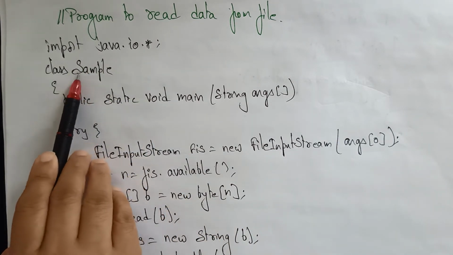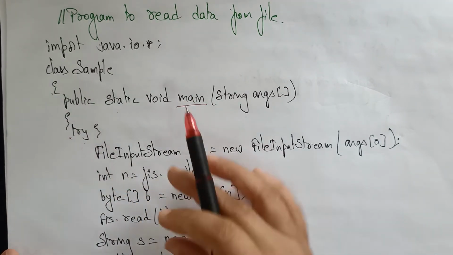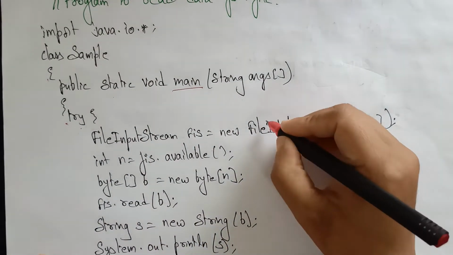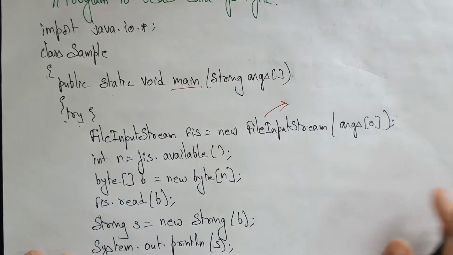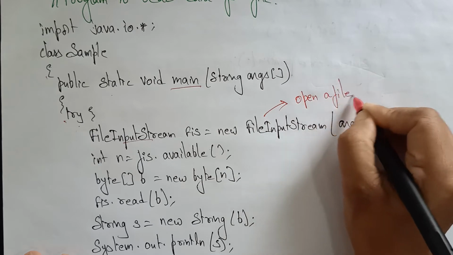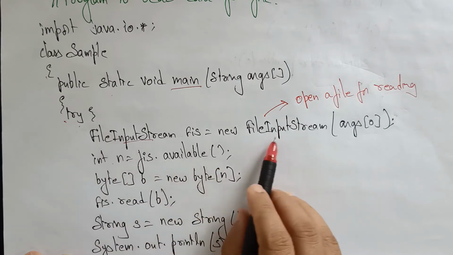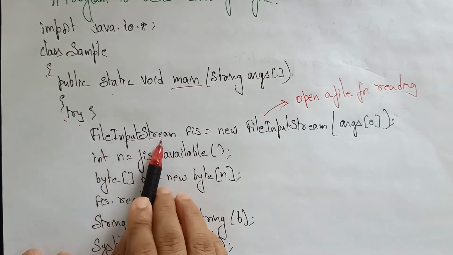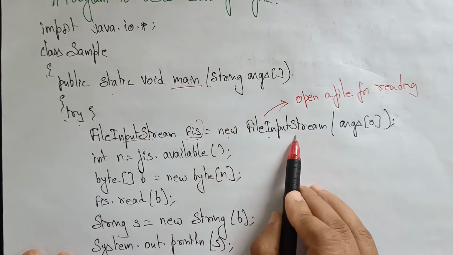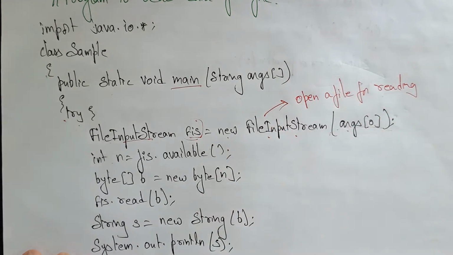Class sample. The class is loaded, the open brace is executed, the main method is called. Now the try block. Within the try, I am writing the task. First, what do you have to do? Open a file for reading. For opening a file, what command are you using? FileInputStream. I am just opening a file for reading. I am calling the class FileInputStream, fis is the object reference, new FileInputStream with the argument, the file that has to be read. Open a file for reading.